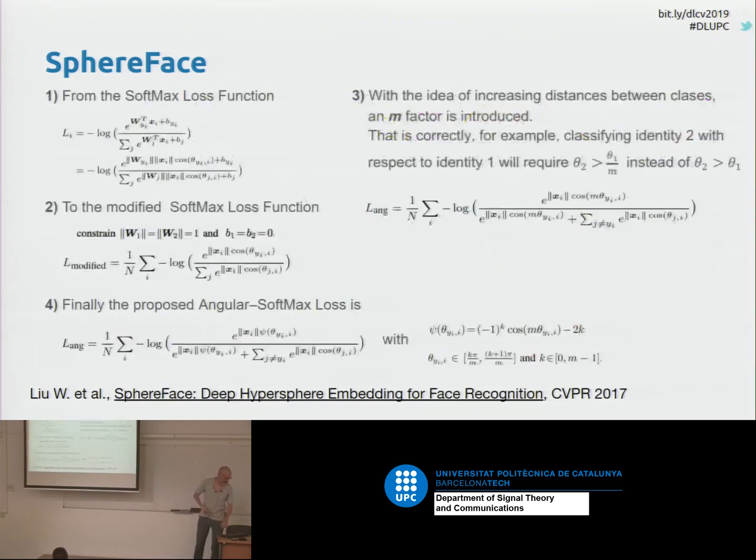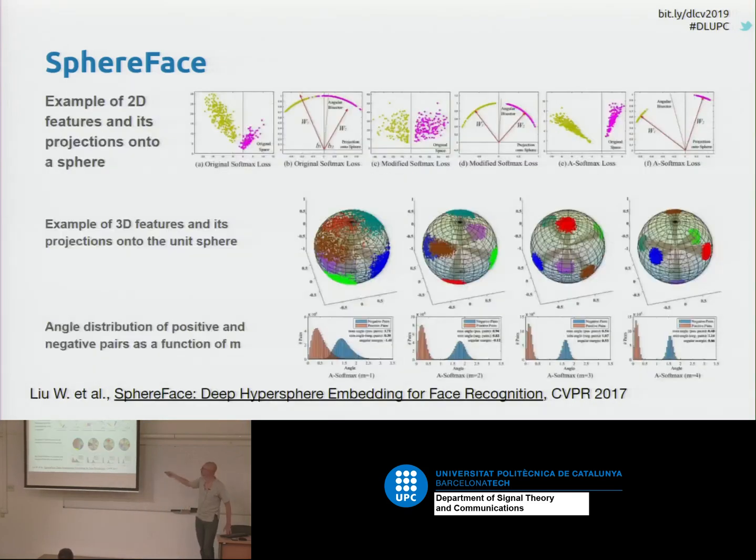So then the idea of the authors is to modify the softmax loss function. In fact, the softmax loss function can be represented in this way, where W and B are the weights and bias of the last fully connected layer. By constraining the weight norm to 1 and the bias to 0, which we can make sure of in the training process, they have this modified softmax loss function, and it can be seen that it's a little bit more discriminative.